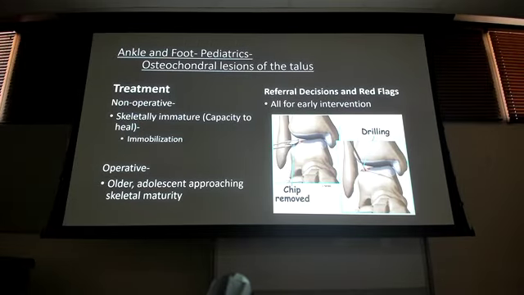If they're still skeletally immature, so if they're younger, age is the key factor in what we do for this. Children and adolescents with open growth plates have the capacity to heal, so we'll look at doing immobilization for those. Anybody older or who has reached skeletal maturity, then we're going to look at doing operative repair and taking care of that loose body, or taking the chip that's in there out.